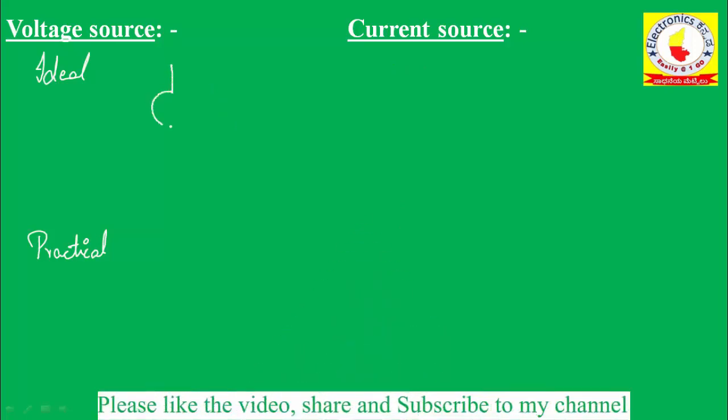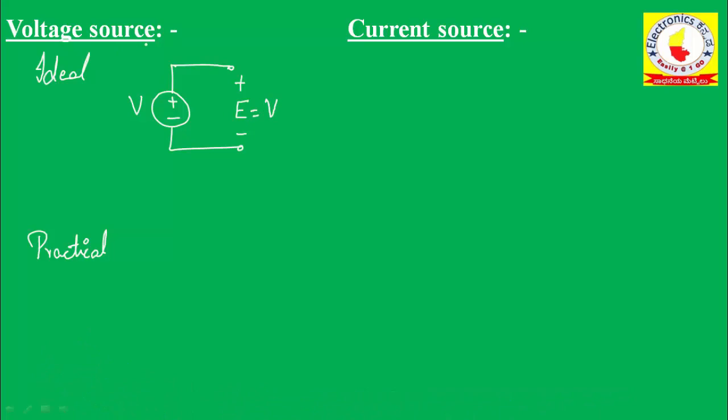So ideal voltage source will be something like this. It will be having a battery potential which is V and the terminal voltage is capital E. So E equals V in the case of ideal voltage source.